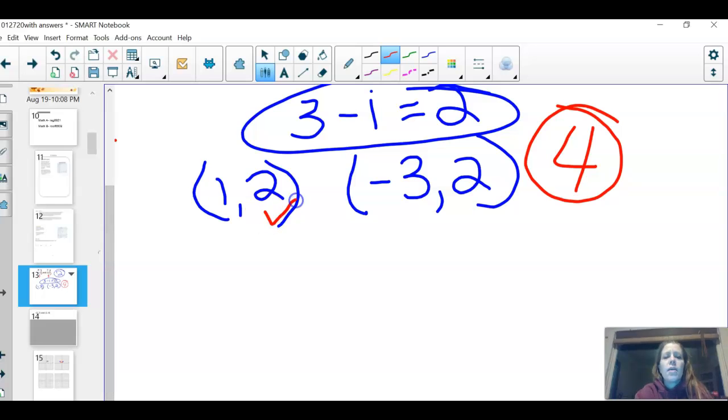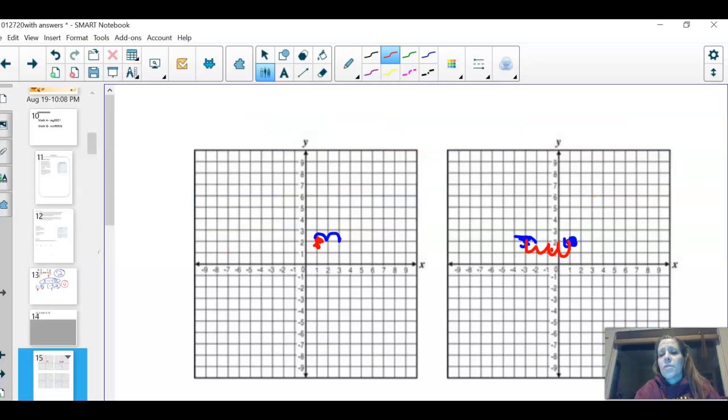So my 2 is the same. Dos es el mismo. 1 and negative 3 are different. 1 y negativo 3 son diferentes. So those are the numbers I'm going to worry about. But this time, they're not on the same side of 0. Ahora, estos números no son al mismo lado de 0. They go on the other side. So 1 is on this side, and negative 3 is on the other side.